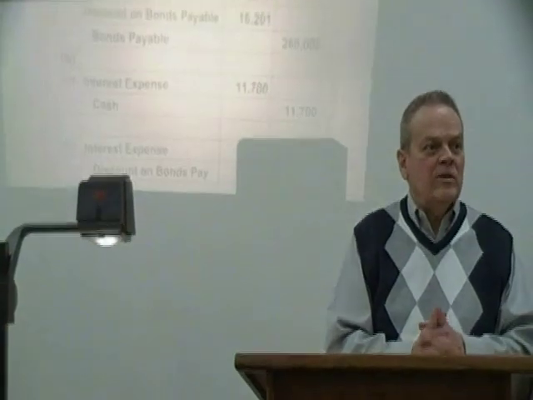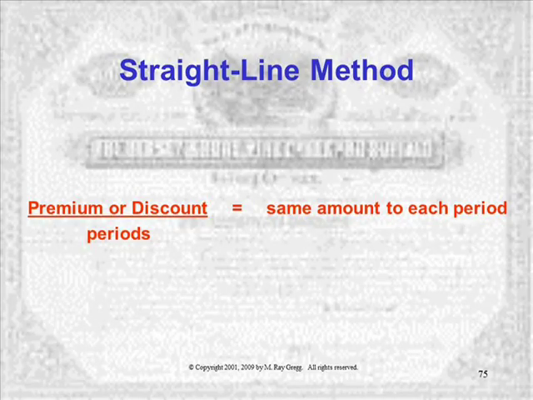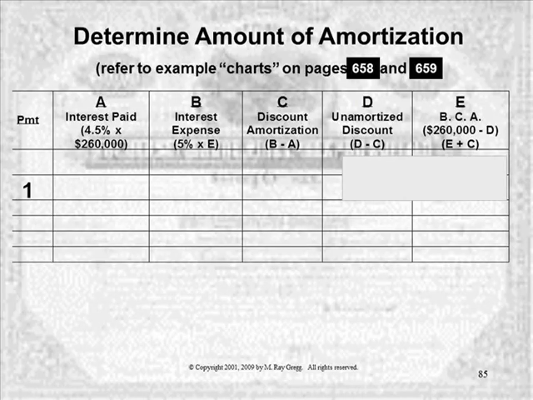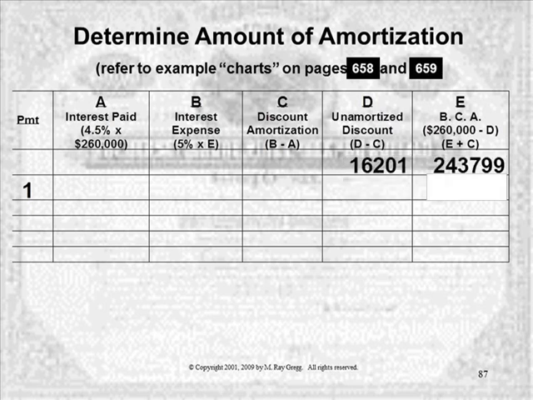If this were your homework problem and it were straight line, you divide the amount of the discount, 16,201, by the 20 periods over which you're going to amortize it, and you take 1/20th each time. Is this straight line amortization? No. It's interest method amortization. So let's get us a chart, and let's fill in the beginning balance of what we know. There's a place for you to put this in your note-taking guide. The beginning bond carrying amount was the $243,799 we received in cash. That is bonds payable $260,000 minus this $16,201 figure.